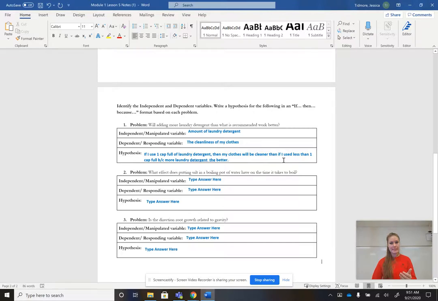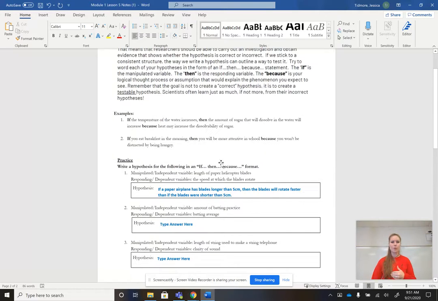So there's 2 examples of how to write a hypothesis, both identifying the variables, but also being given the variables and then just writing the hypothesis on your own. If you still have any questions or concerns about hypothesis or variables, please make sure to let me know.